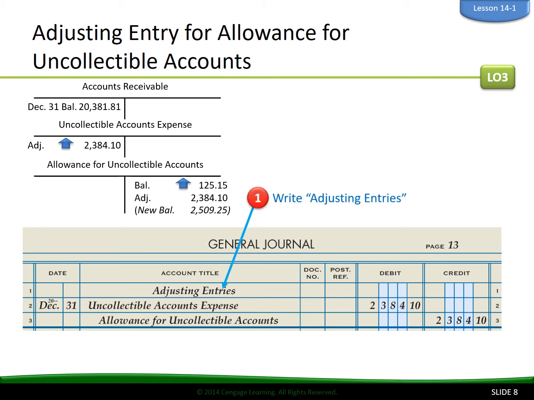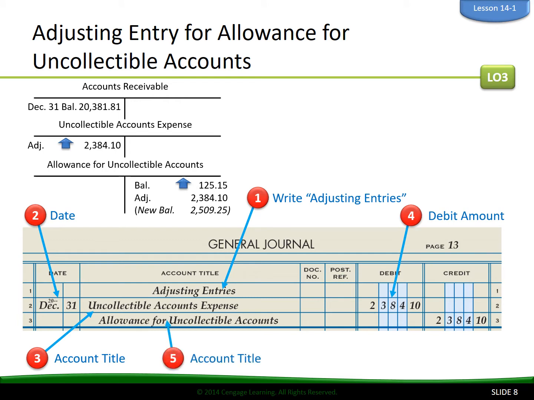And then for the general journal, this is how you would mark everything. You would write adjusting entries: the date, the account title, which is uncollectible accounts expense, the debit amount, the account title, and then the credit amount. And they're going to equal everything. In this case, 2,384.10.